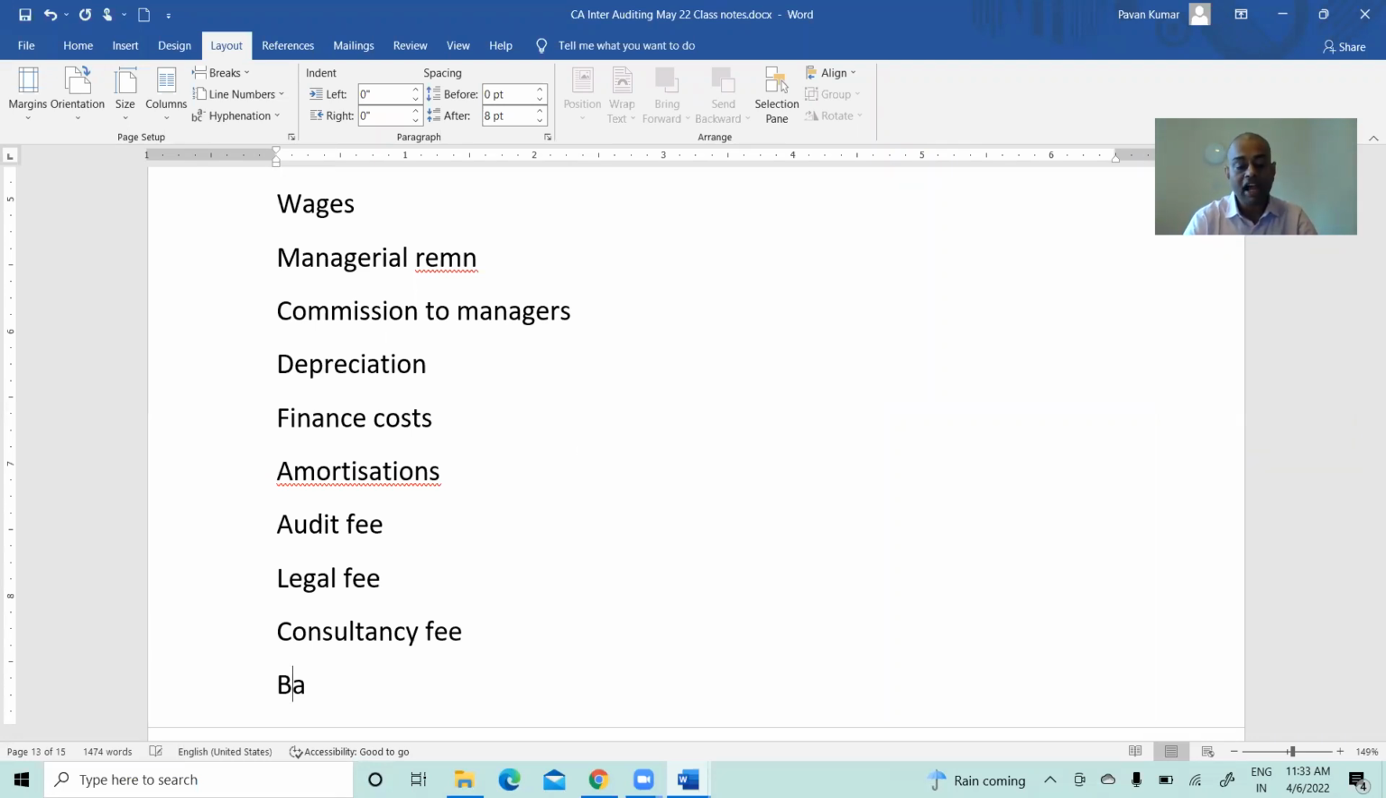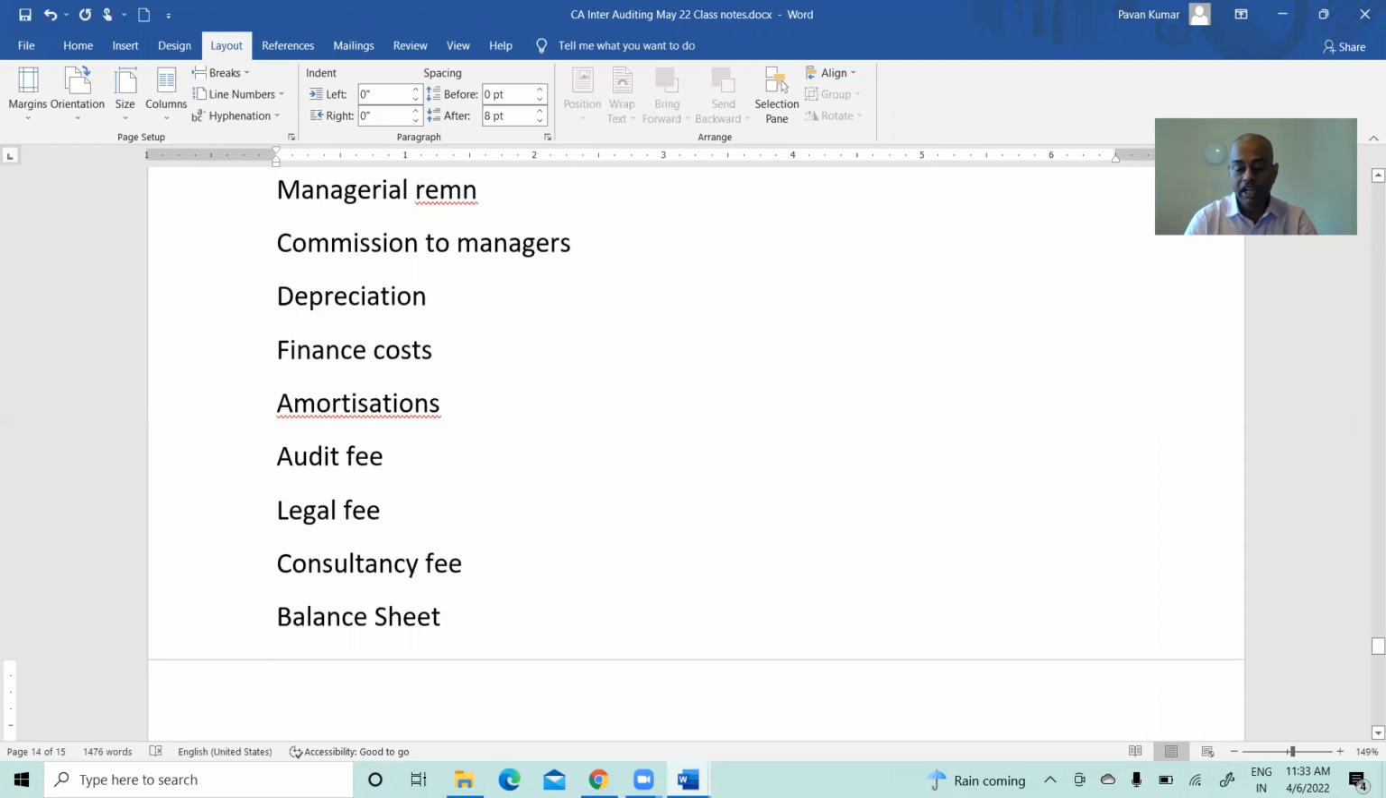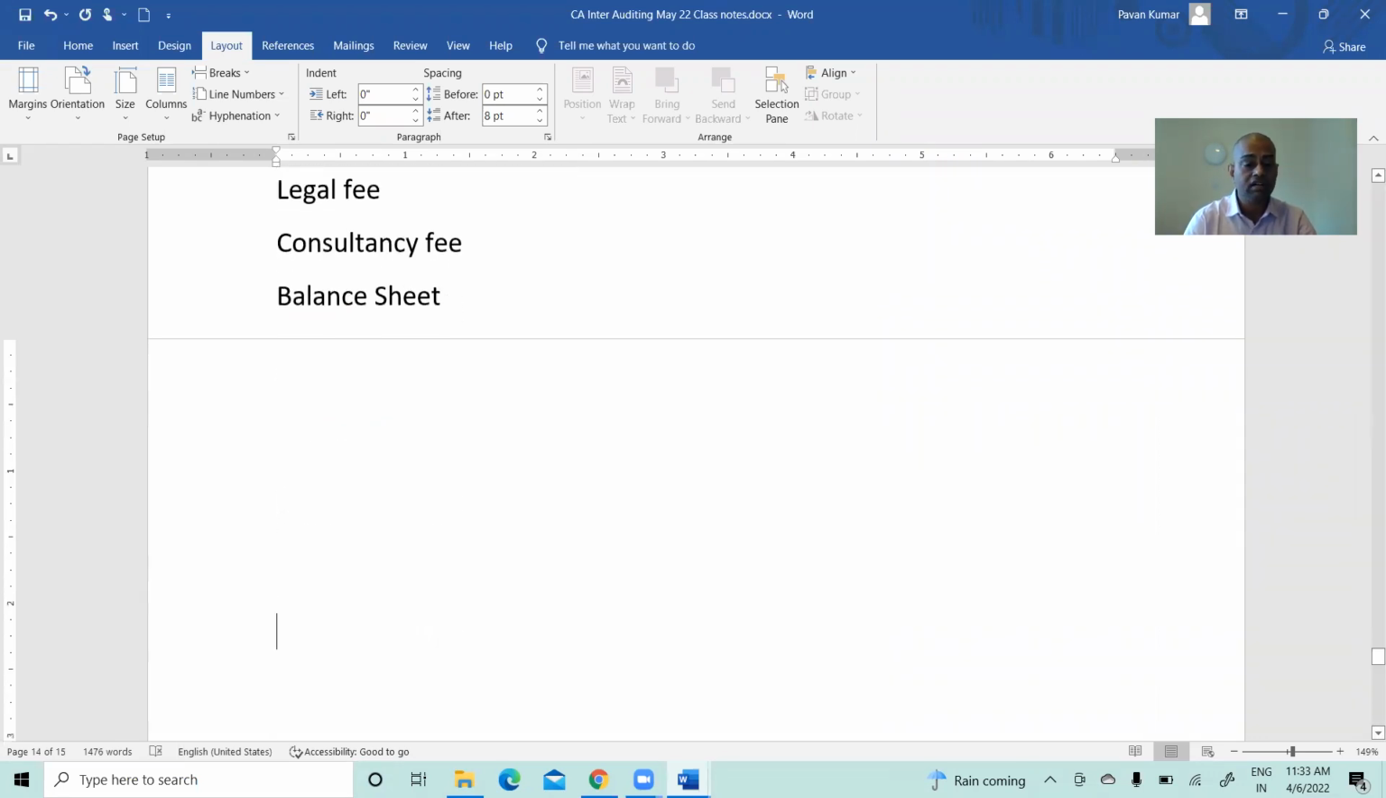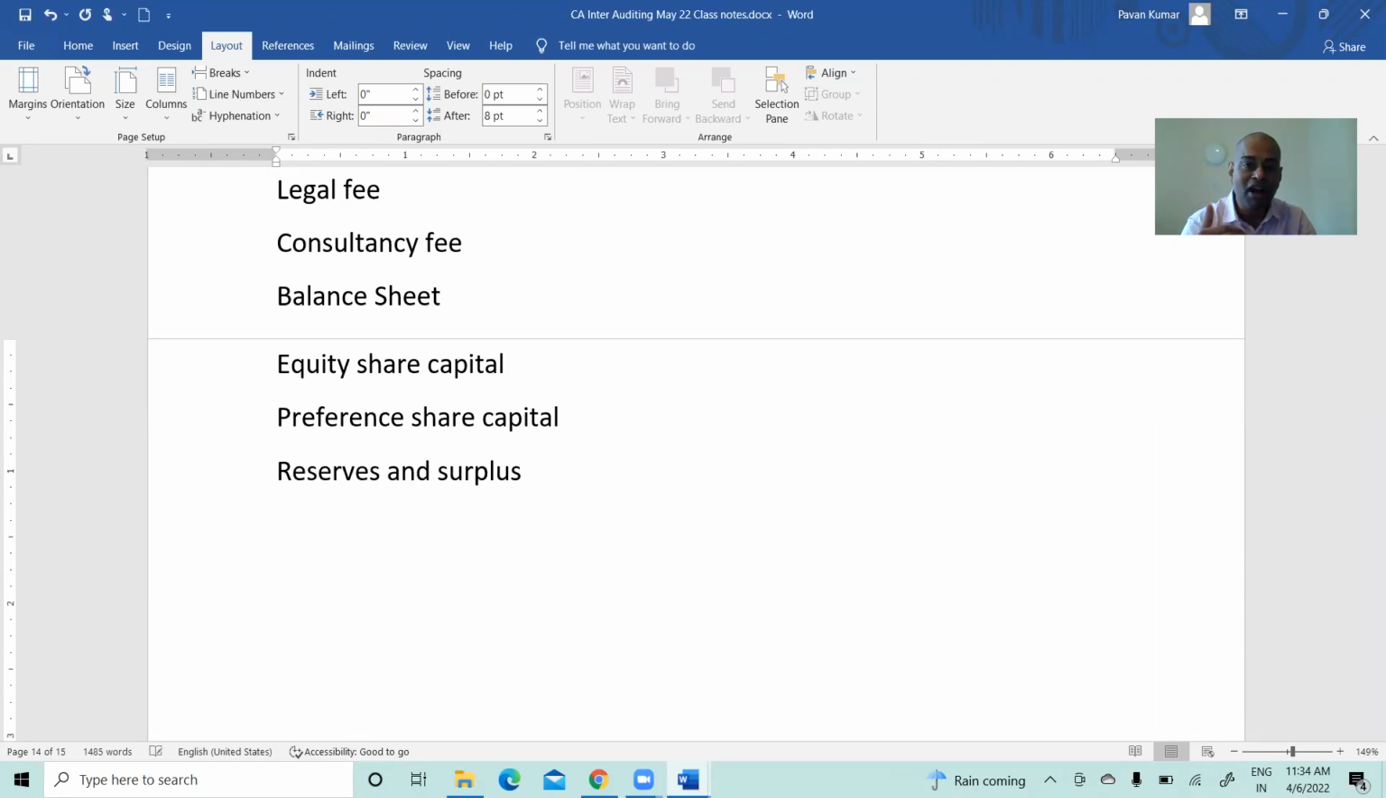Like that, tell me in the balance sheet. In the balance sheet, come to the equity and liability side and tell me what all will be there. Equity, share capital, preference share capital, then sundry creditors. Reserves and surplus, come in the pro forma, it will be easy. Then under that, how many reserves?